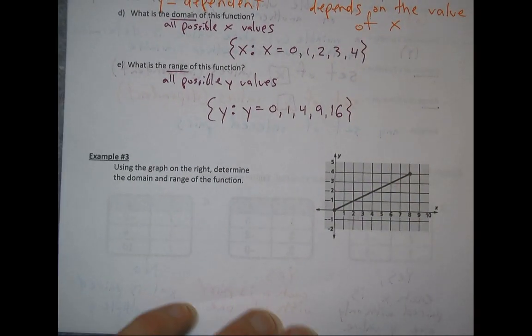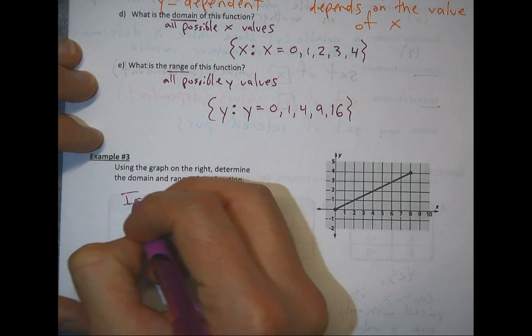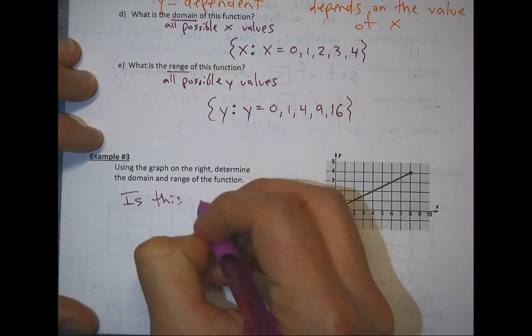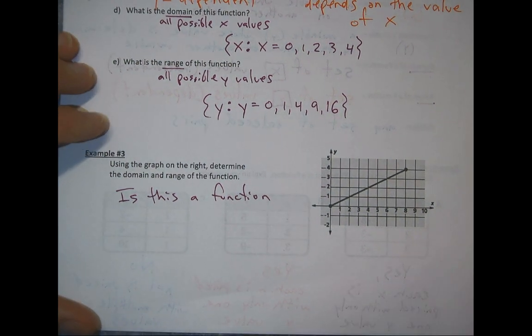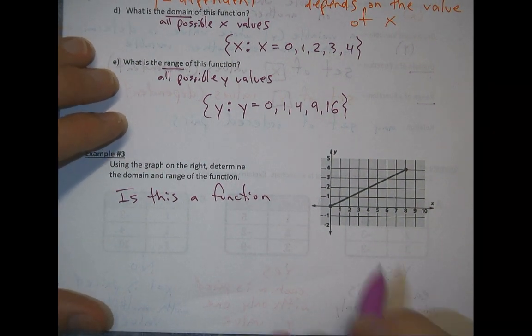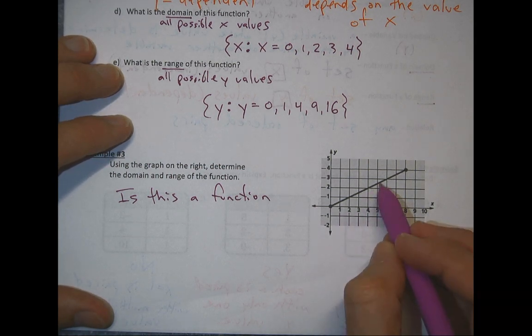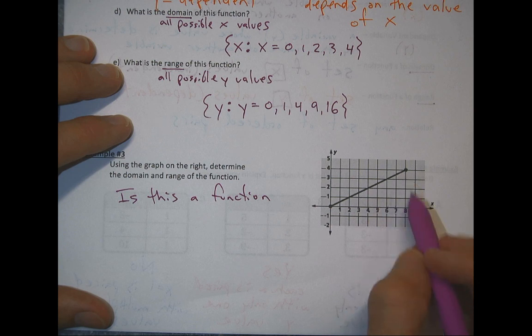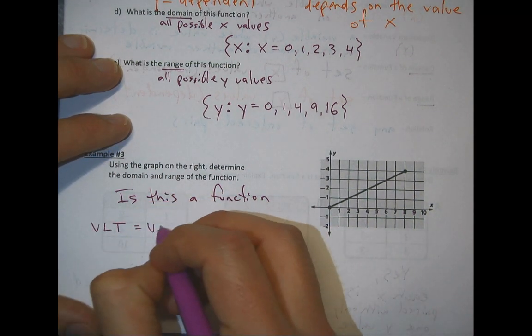All right, example number 3. Using the graph, determine the domain and the range of this function. Okay, so first of all, is this a function? Remember, to be a function, it can have only one x value paired with one y value. So for every x, you want to look up and see, is there only one y value? And we can use what's called the VLT, which is the vertical line test.